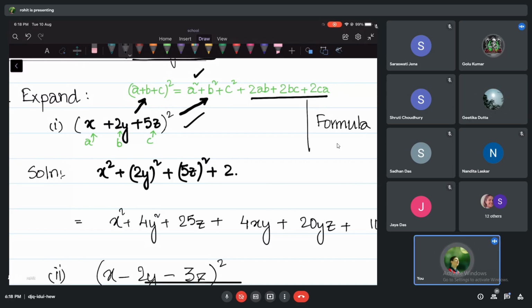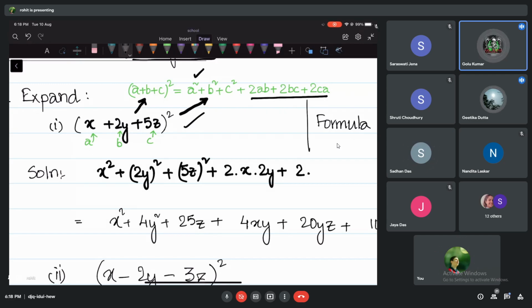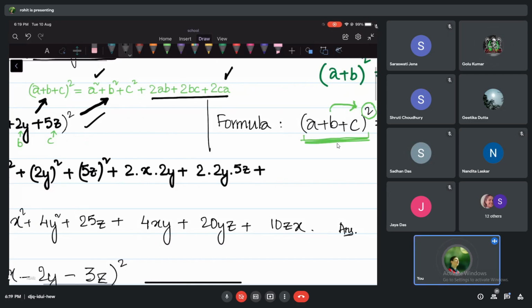Which one is a, guys, for us? X. Then x, ab, right? Who is b for us? 2y. Yes, plus twice b. Which one is b for us? 2y. Then c. C is 5z. Plus the last one is twice ca.